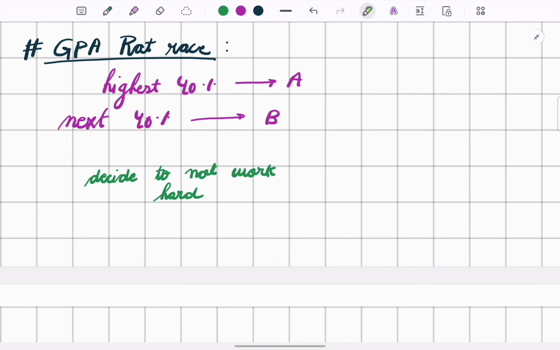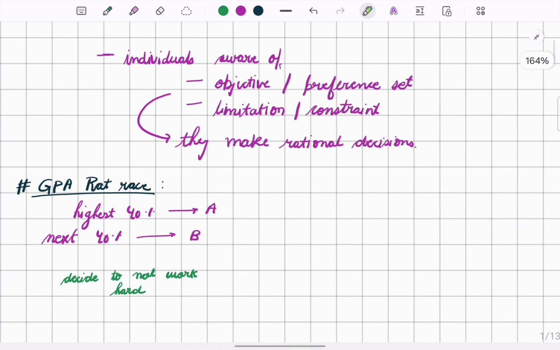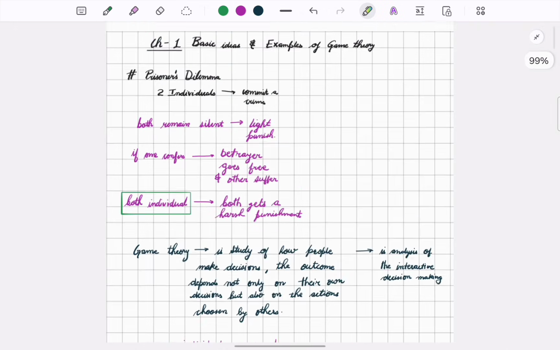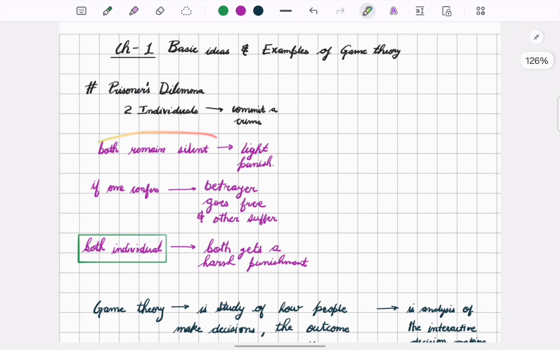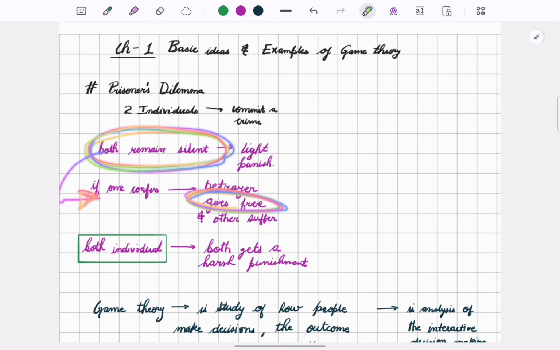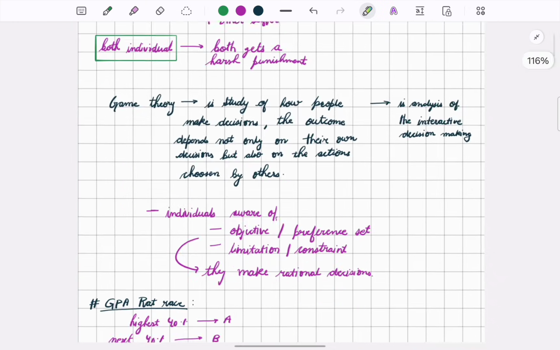So what will happen is, this is the same scenario like the prisoner's dilemma. Everybody's preferred outcome was not to confess, it was to remain silent. But their individual incentive to deviate and get free from the prison led them to the outcome where both individuals end up confessing and getting a harsh punishment.